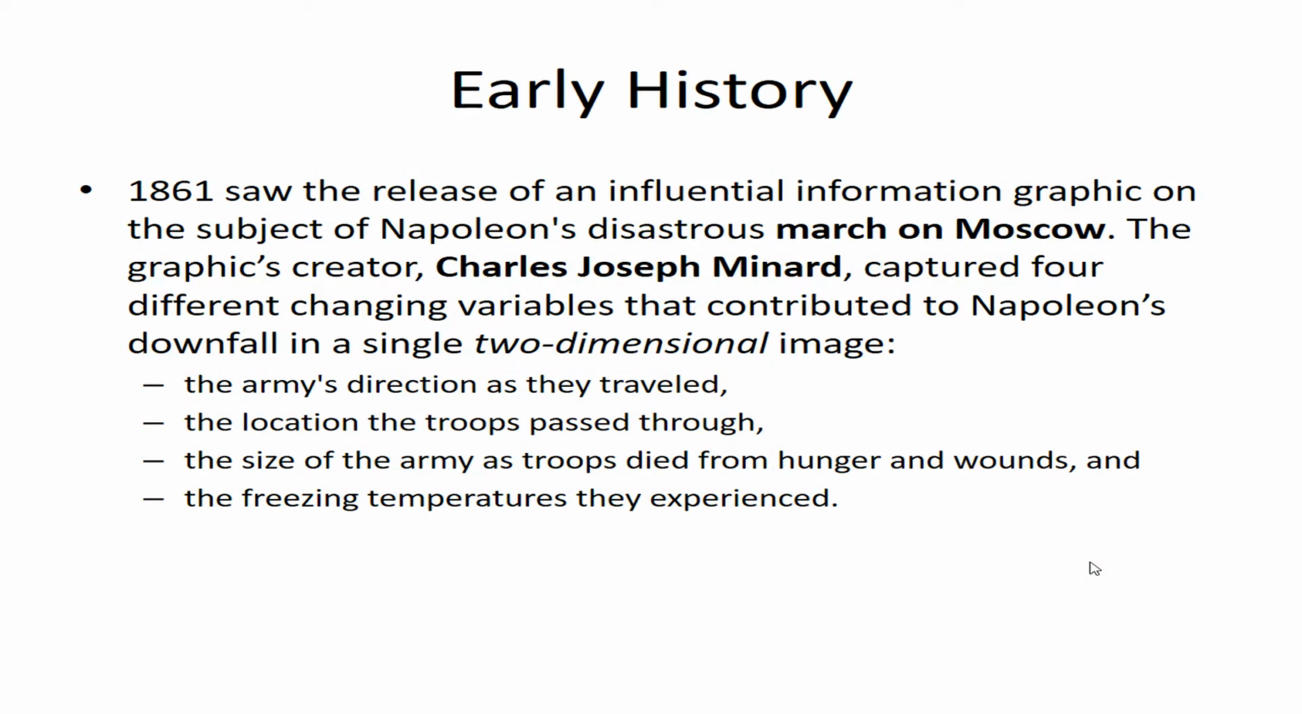Another early important infographic in history was in 1861, an influential information graphic on the subject of Napoleon's disastrous march to Moscow. The graphic creator, Charles Joseph Minard, captured four different changing variables that contributed to Napoleon's downfall into a single two-dimensional image. Very impressive. It indicates the army's direction as they traveled, the location the troops passed through, the size of the army as troops died from hunger and wounds, and the freezing temperature they experienced.